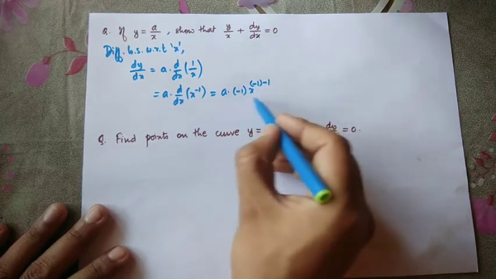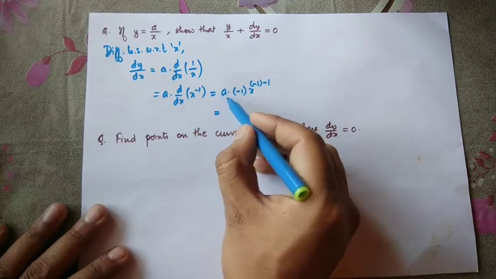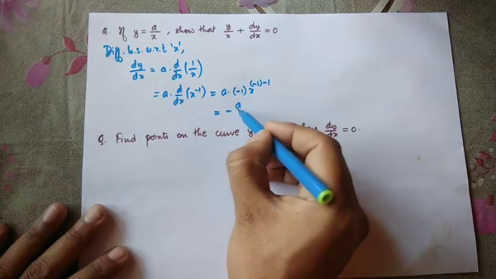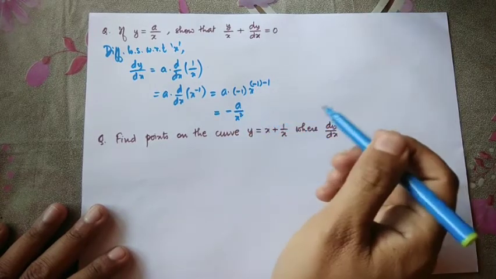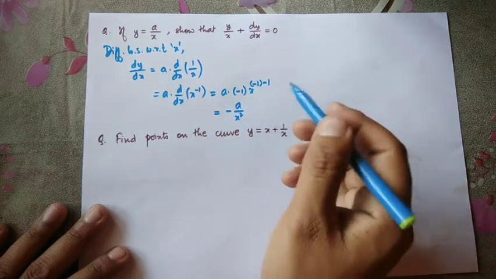So when you simplify this, you will get how much? Okay, so minus 1 into a is minus a, right? And this is x to the power minus 2, which is actually 1 by x square. Okay, so this is my dy by dx. I hope you are clear with this.